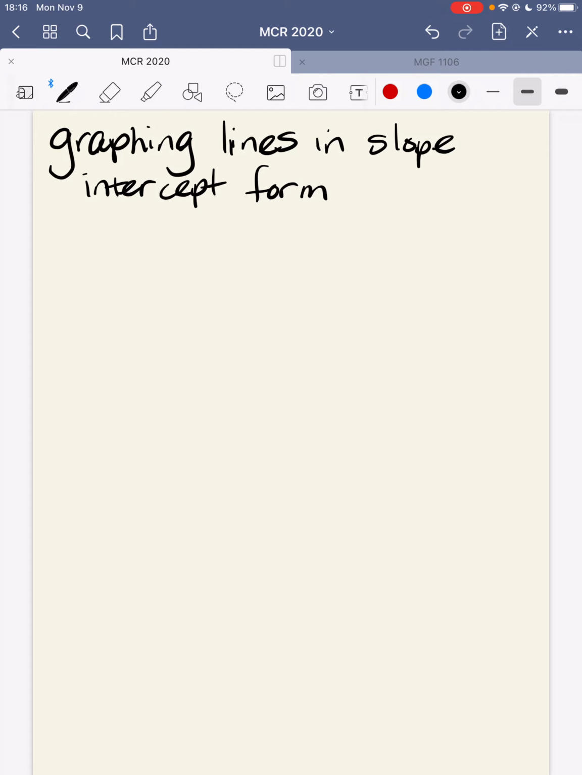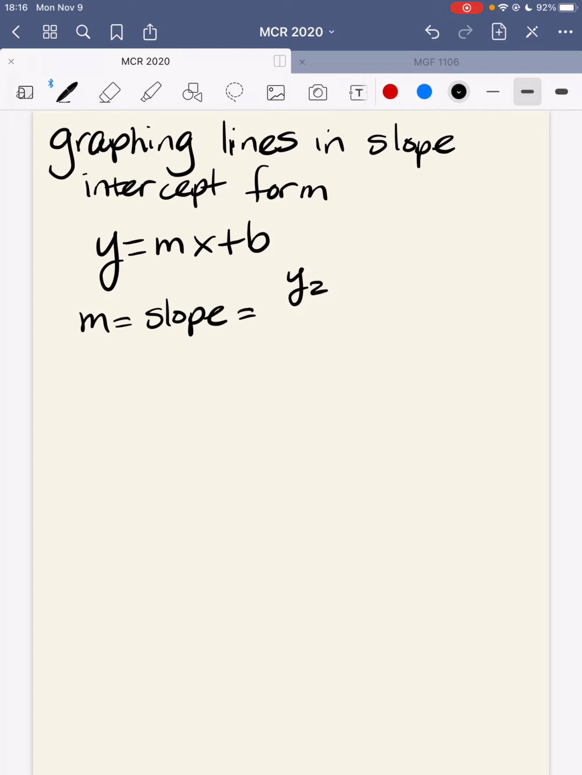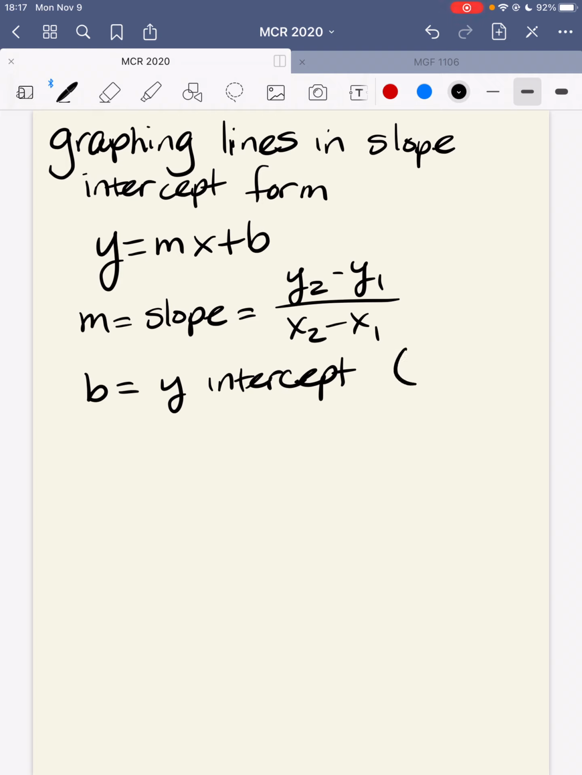So remember, our slope-intercept form is y equals mx plus b, where m is our slope, and we have been working with slope, which is subtracting the y's over subtracting the x's. All right. And then our b is our y-intercept, which is in the form of 0 and then some value y.